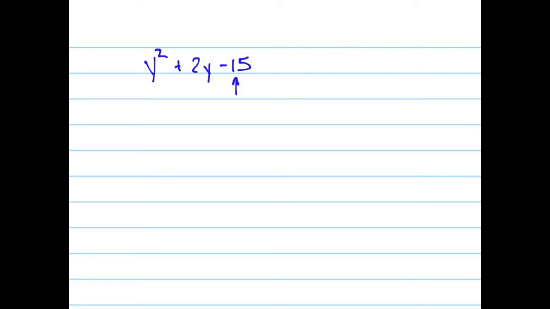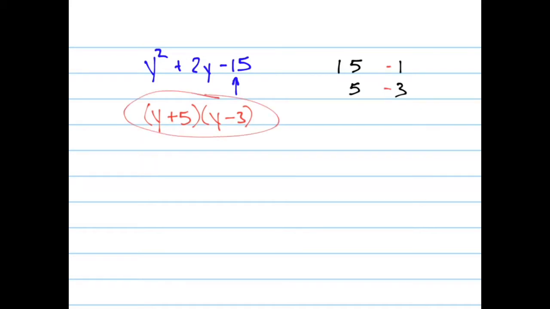So if we list our pairs of factors of 15, we've got 15 and 1 and 5 and 3, right? And as we said, the bigger one has to be positive, so we either have 15 and negative 1 or 5 and negative 3. Which of those pairs adds up to 2? 5 and negative 3. So that leaves us with y plus 5, y minus 3, or y minus 3, y plus 5. You okay with that?